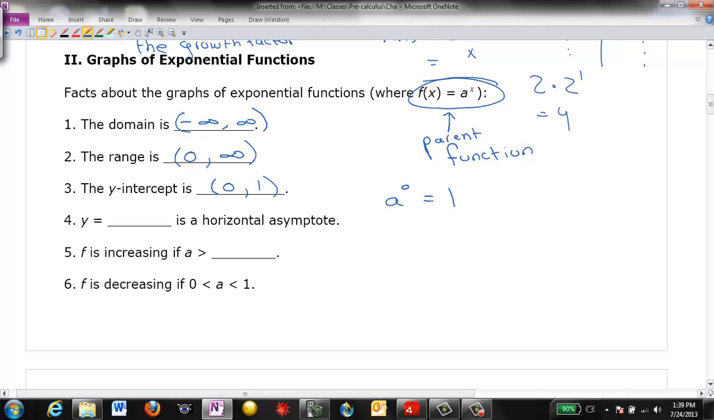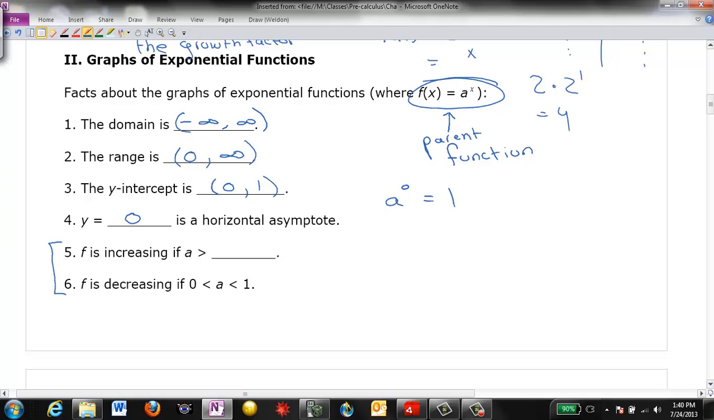As it turns out, exponential functions have a horizontal asymptote, and that horizontal asymptote is the x-axis, or the line y equals 0, as long as it's in that form. The only thing that's going to change the location of that horizontal asymptote is a vertical shift of the function. So if I add a number to the end of the function, it'll shift that horizontal asymptote up or down, depending on what the number is. These last 2 items, 5 and 6, are very important. We're going to talk about these in detail.